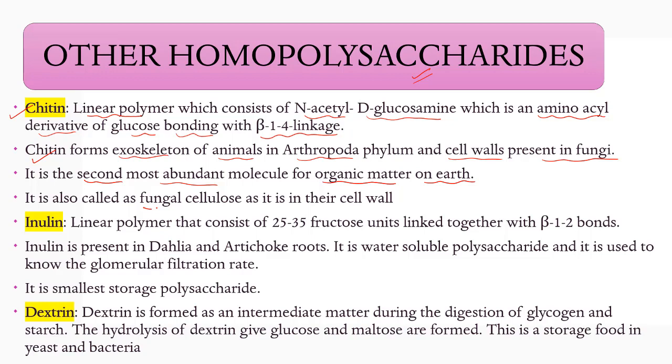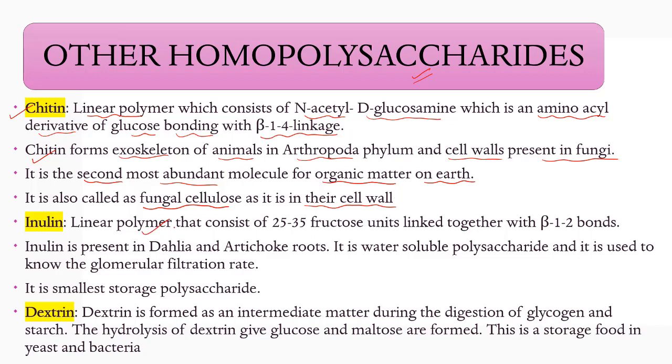It is also called fungal cellulose as it makes the inner cell wall of fungi. So chitin is a linear polymer made up of N-acetyl D-glucosamine, an amino derivative of beta 1,4 glycosidic linked glucose. Chitin forms the exoskeleton in arthropoda and the cell walls of fungi. It is also known as fungal cellulose.